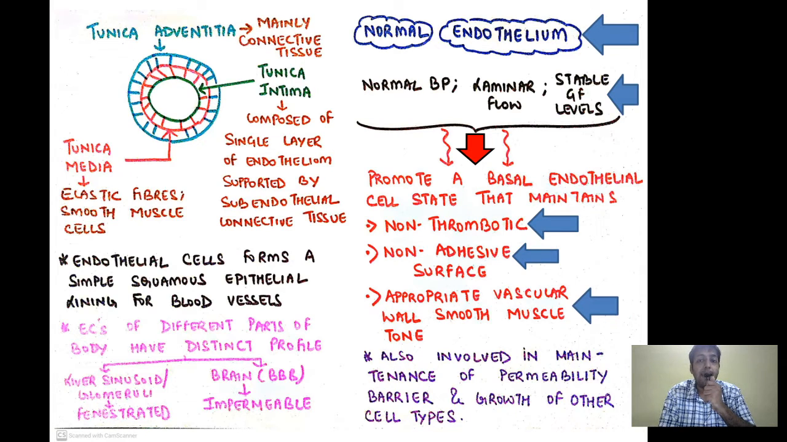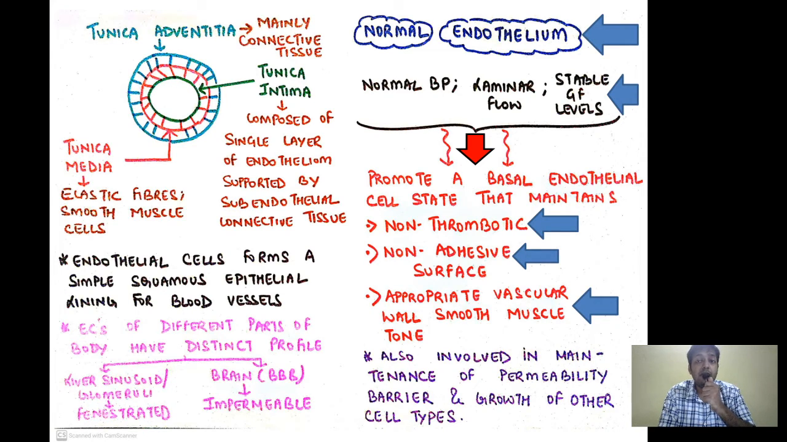Thirdly, there is an appropriate vascular wall smooth muscle tone. Remember that normal endothelium will not have an excess of vasoconstriction, neither will it have an excess of vasodilatation. It is going to maintain an appropriate vascular smooth muscle tone depending on the need.